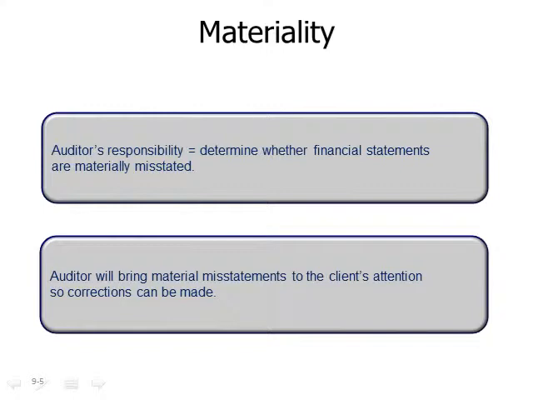And so absent a client remedy of the material misstatement, the auditor will most likely issue a qualified or adverse opinion. What we're saying with that is that the auditor is responsible for determining whether the financial statements are materially misstated. If they come across a material misstatement, one that in their judgment is material, they will bring that to the client's attention so that corrections can be made. And as we said earlier, if the client does not remedy the misstatement, the auditor will most likely issue a qualified or adverse report, which would not be what the client would want.